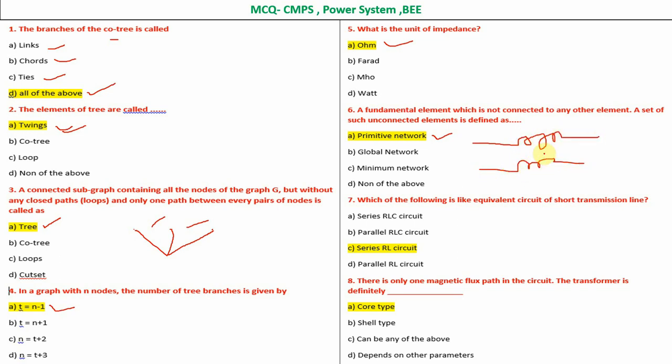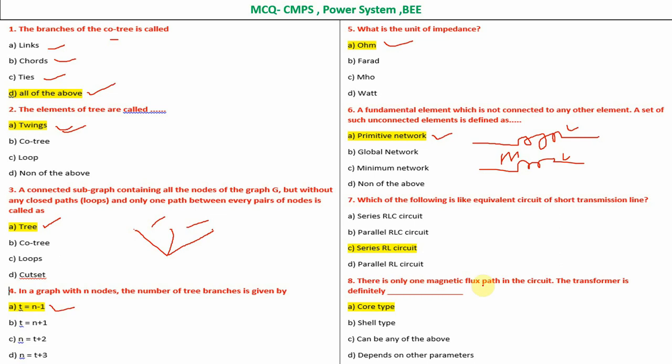These are separate, then also it forms a network, right? This is L due to mutual inductance. So such a network is called the primitive network. Which of the following is an equivalent circuit of short transmission lines? So in a short transmission line, R and L are present. So series RL circuit is the answer.